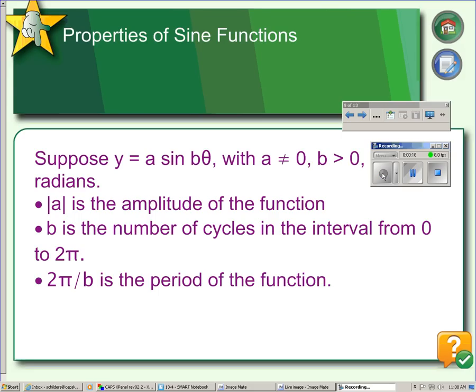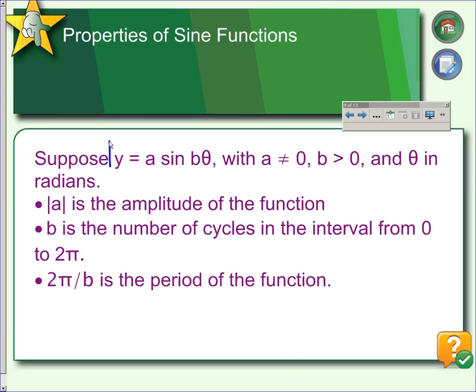So these are the properties of the sine function. Your equation would look like y equals a times sine of b theta, where theta is the angle measurement and b is something multiplied times theta. And then theta is in radians, so you would see something like 3 pi fourths.